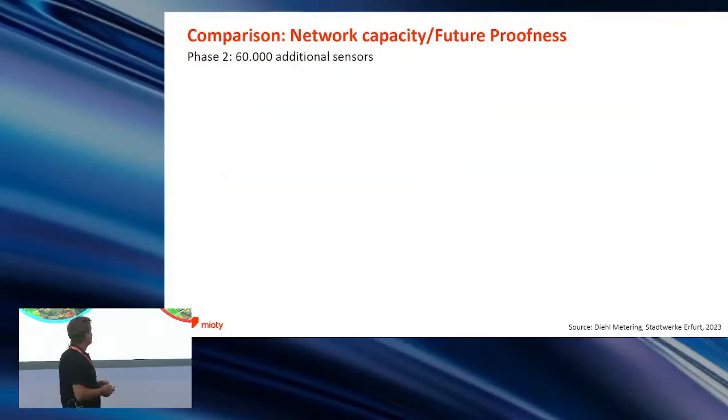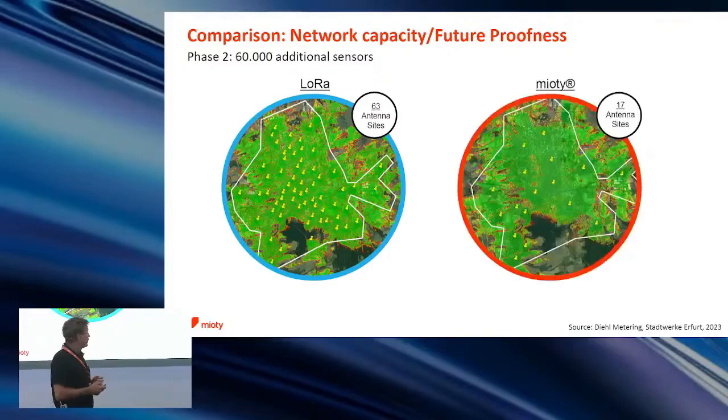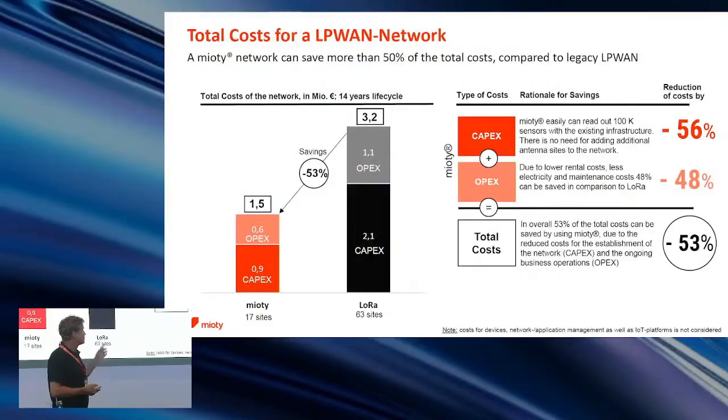But then they wanted to add 60,000 more sensors. Not only water meters, but other types of sensors, indoor air quality and so on. They had to recalculate. With LoRa, they needed to add 23 more gateways. Whereas with mioty, it will still work with the 17 originally planned. This, of course, comes directly down to cost.